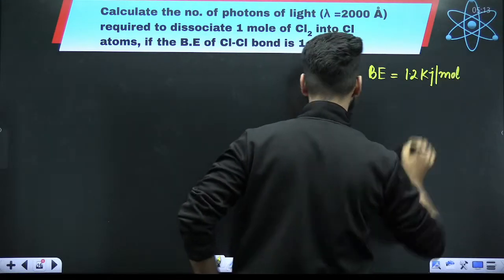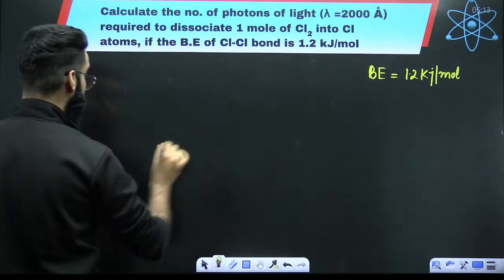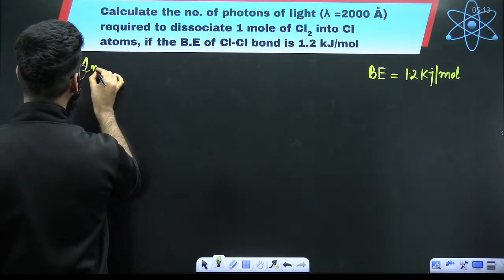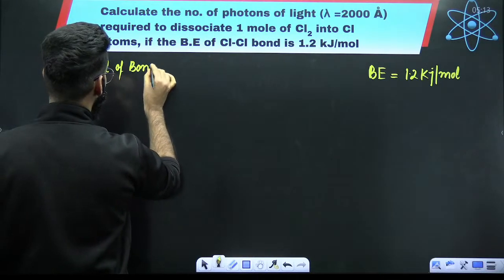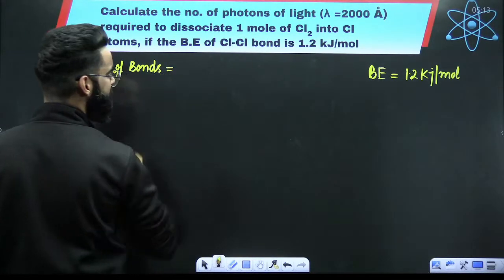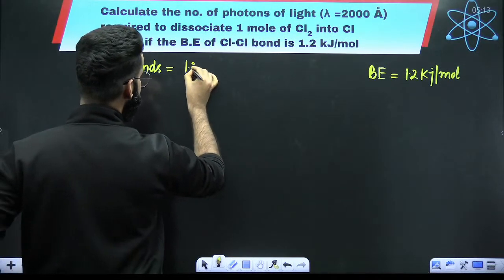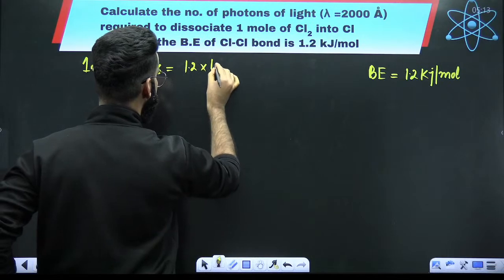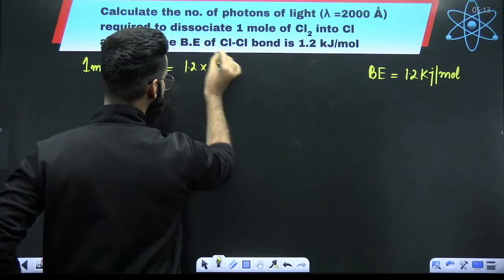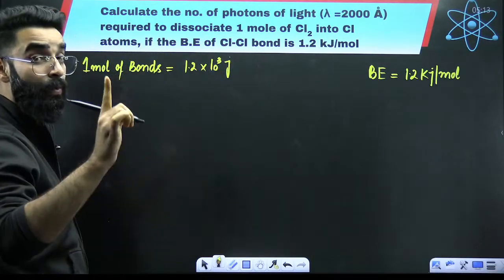Try to understand what I'm going to say. Now, as per this data, in order to break 1 mole of bonds between two chlorine atoms, how much energy has to be supplied? I'll say 1.2 kilojoules. Write it in joules, so 1.2 into 10 raised power 3 joules. So this much amount of energy is required to break 1 mole of bonds.